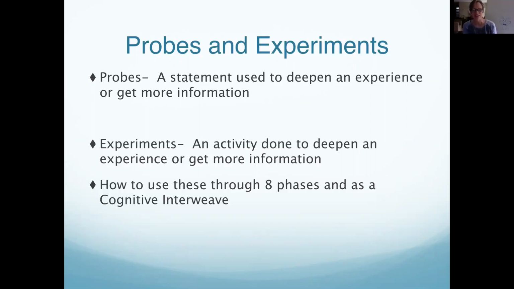So it's an activity that's done to deepen an experience or get more information. And so I have some video clip of an experiment, and also a somatic processing video. So how do we use these? We're using these throughout the 8 phases, and they can be used as a cognitive interweave. You can use them if the client is stuck in processing, which I'm going to show you an example of, and also in the earlier phases, just to get information, just to find out what's there or what the client needs.